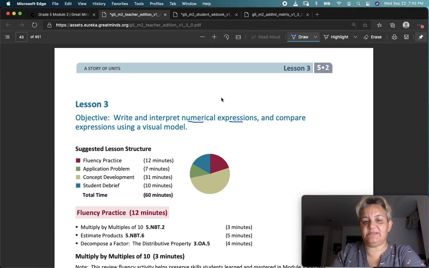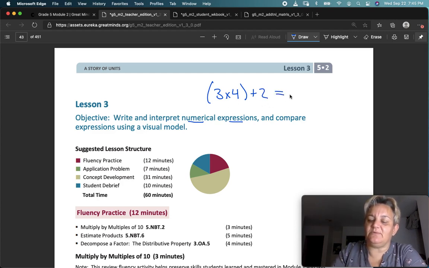So expressions could be anything like this, right? That we call an expression. I'm not calling it an equation because I'm not using the equal sign to find anything on this side, although I could. Then this would be an equation. But we're just using small little chunks today of expressions, and we're going to compare them using visual models.